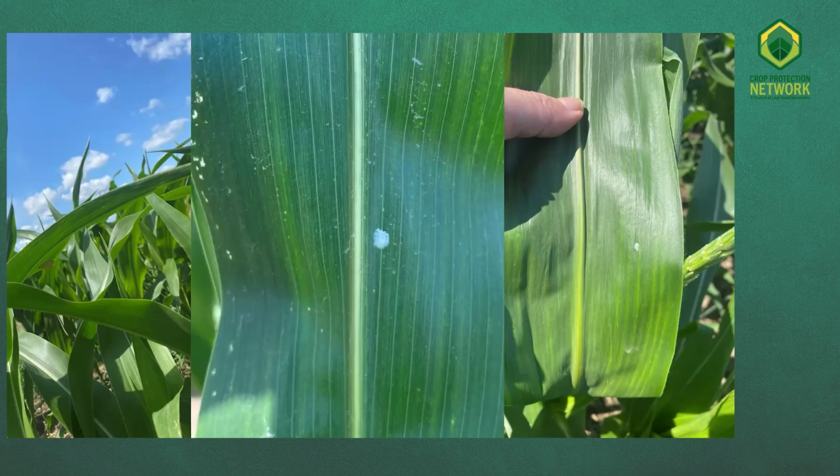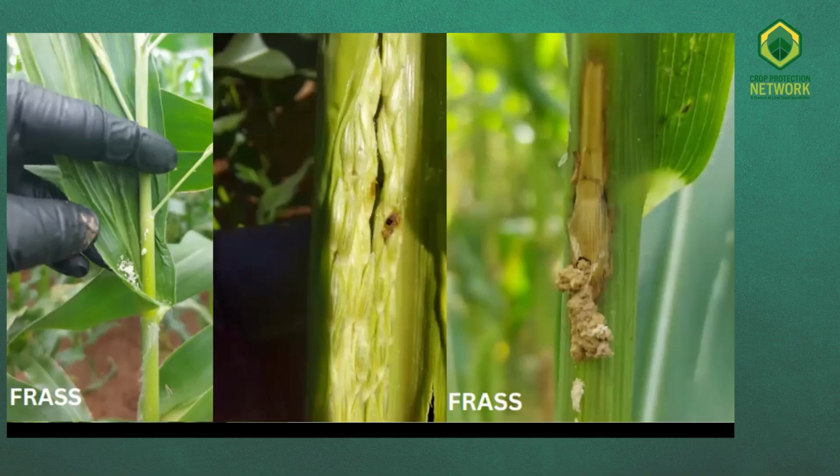So I say if you think looking for Western bean cutworm egg masses is hard, looking for European corn borer egg masses is even worse, I'm afraid. Early injury by some of the larvae could look like little holes that you might see through the tassel, through the anthers into the stalk.